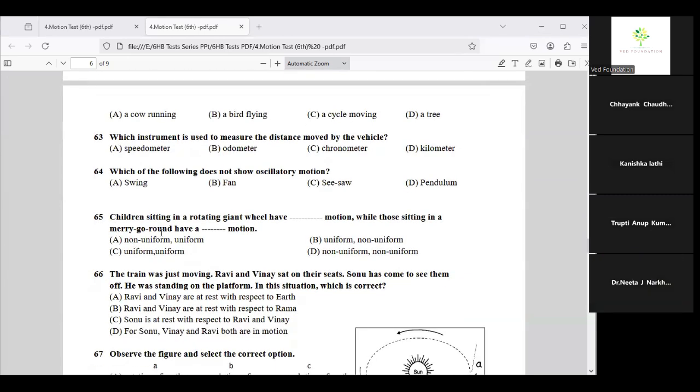65. Children sitting in a rotating giant wheel have dash motion, while those sitting in a merry-go-round have dash motion. Options are: non-uniform, uniform; second, uniform, non-uniform; third, uniform, uniform; and fourth, non-uniform, non-uniform. So motion of rotating giant wheel and motion of merry-go-round, both are non-uniform motions. So correct answer is option D.